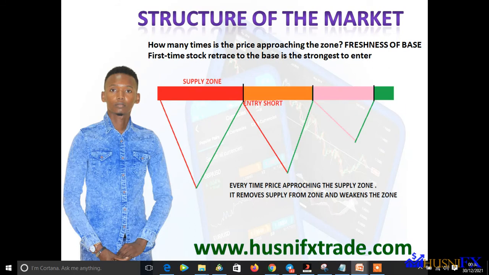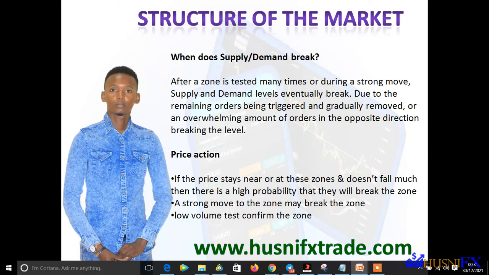So you can see how many times the price is approaching the zone: 1, 2, 3, or maybe 4 times. Freshness of the base: the first time the market or stock retraces to the base is the strongest to enter. Always look at every time price approaches the supply zone, it removes supply from the zone and the weaker that zone should be.